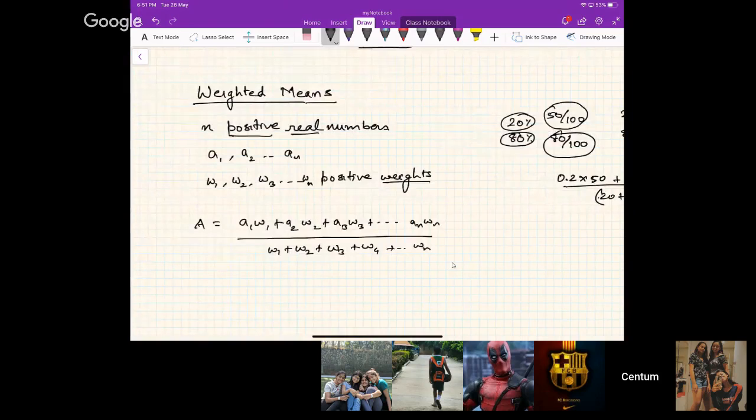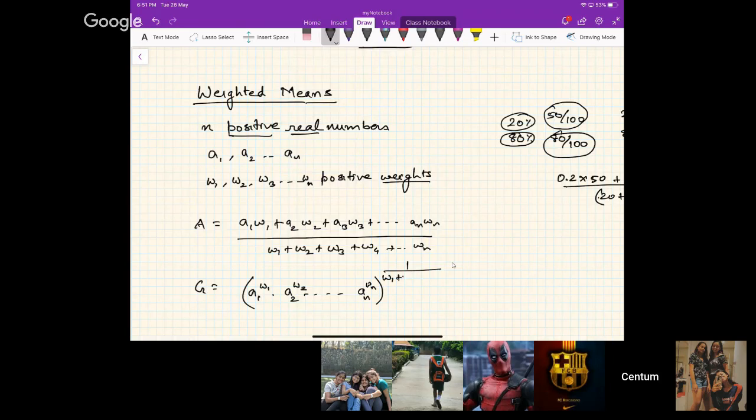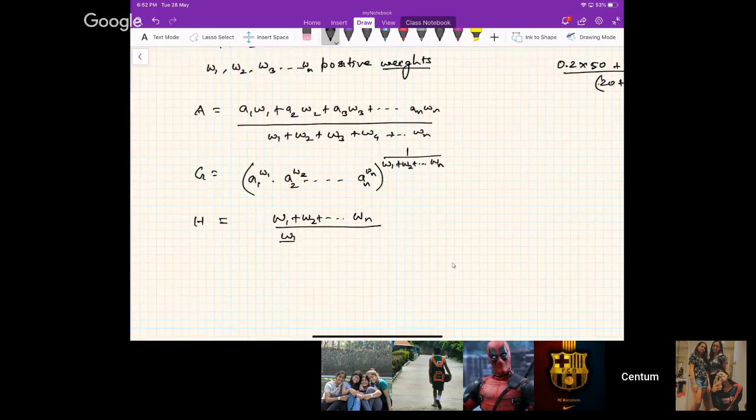So this is a, and then let us define g. G is nothing but a1 to the power w1 times a2 to the power w2 times so on and so forth, an to the power wn, whole to the power 1 upon w1 plus w2 plus dot dot wn. And h is defined as w1 plus w2 plus dot dot wn divided by w1 upon a1 plus w2 upon a2 plus dot dot wn upon an. These are the three, a, g, and h. In this case also, a is greater than or equal to g, which is greater than or equal to h. This is the concept of weighted means.